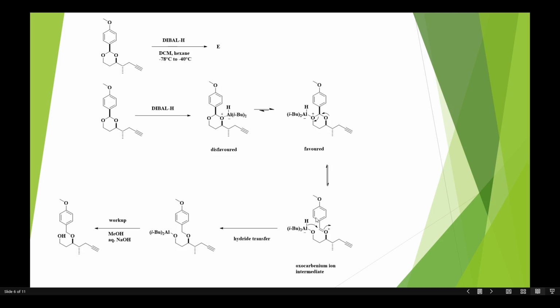This is the mechanism. First it will coordinate to our oxygen, then the other oxygen's lone pair will form what we call an oxocarbenium cation intermediate, and from that, the hydride ion in aluminum, in DIBAL-H, already coordinated to the other oxygen, will transfer. After the hydride transfer, we will get our corresponding alcohol product, alcohol and ether. This is a primary alcohol, and the ether will also be obtained.